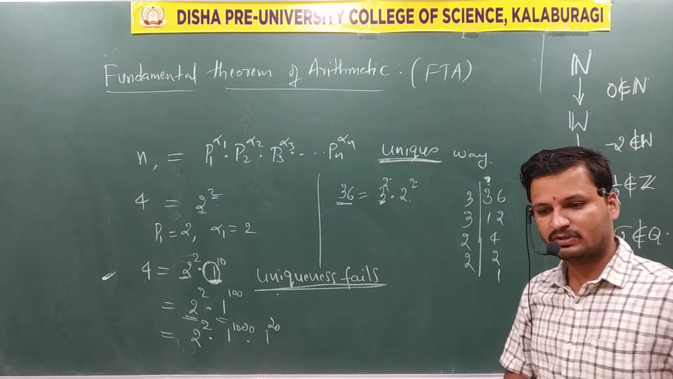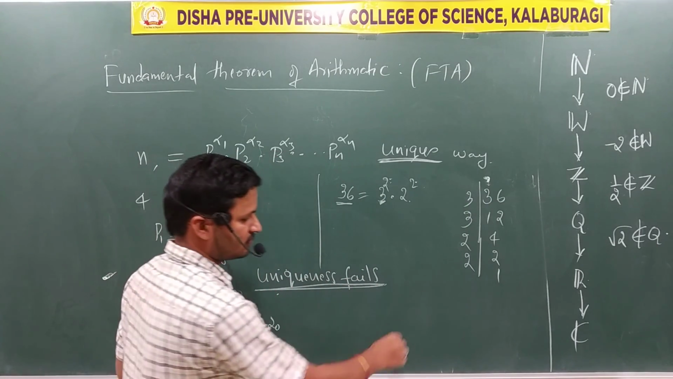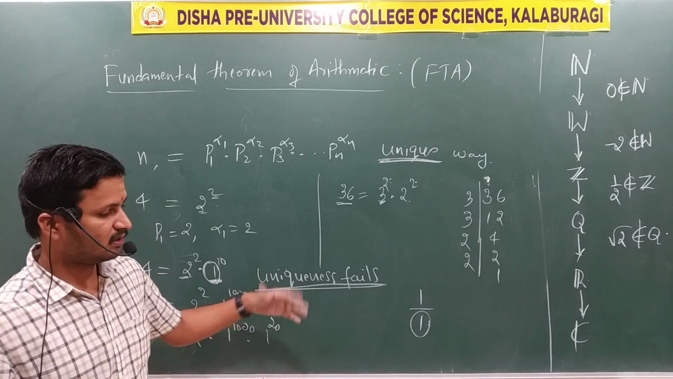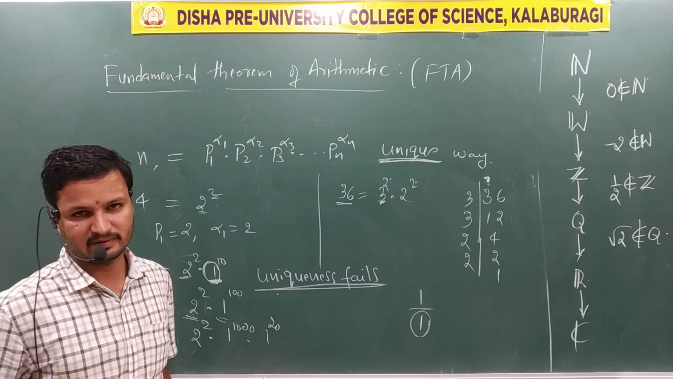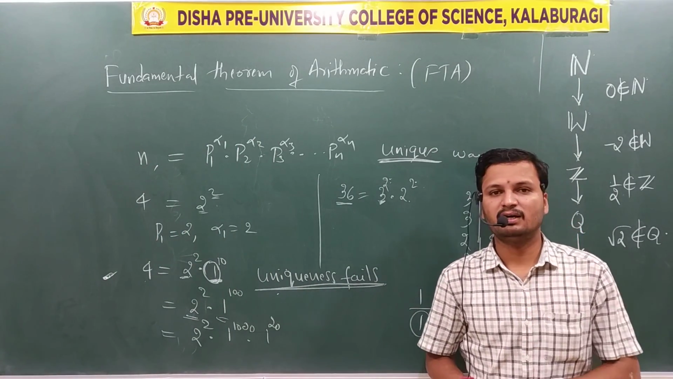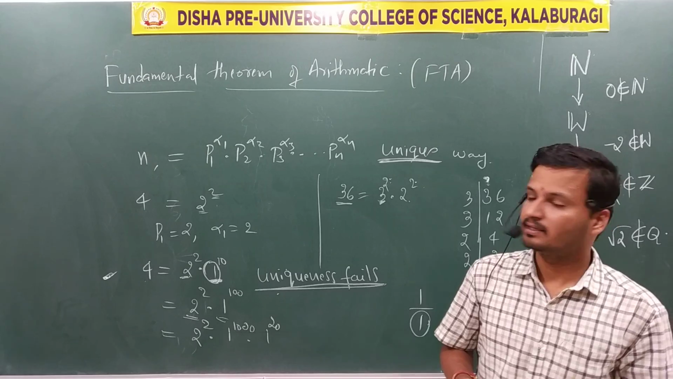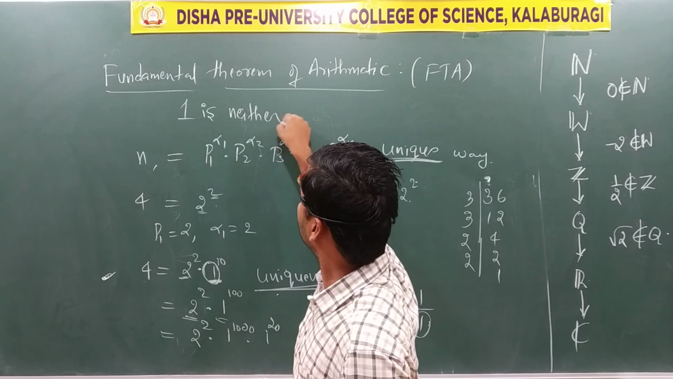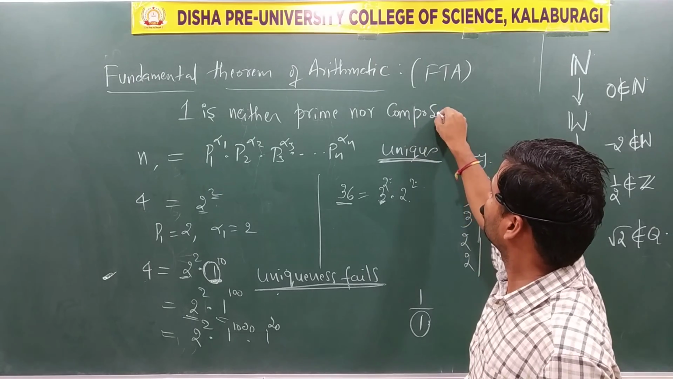Similarly, 1 is not a composite number because its divisor is only 1. So 1 is divisible by only 1. If it is only 1, then it is not composite. For a composite number, other than 1 and itself, there are many other divisors also. So therefore, from this theorem, our conclusion is 1 is not a prime number and again it is not a composite. So 1 is neither a prime nor a composite number. Okay? Yes.